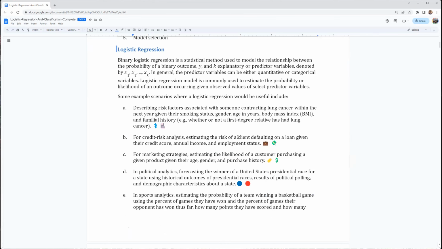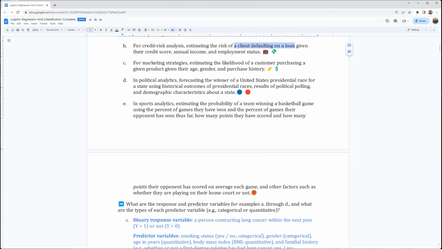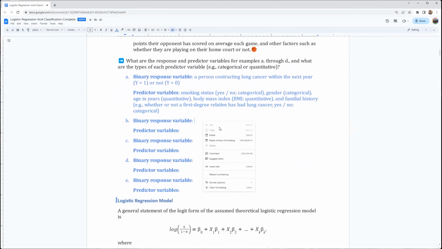Okay, so the risk of a client defaulting on a loan is the next example. We're saying Y equals one for a client defaulting on a loan, or not. So it's always important when setting up a logistic regression model to define what is the success and what is the failure. Okay, again, this is another example of a success. A client defaulting on a loan, it's not necessarily a good thing, but that's just what we're using as reference for our logistic regression model.